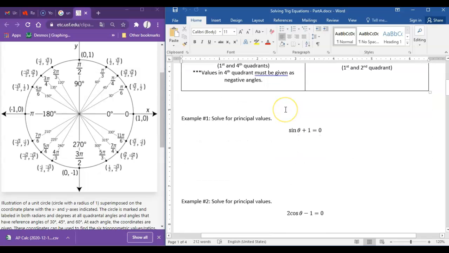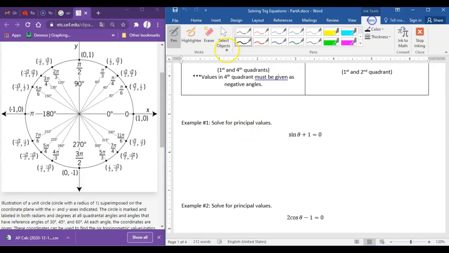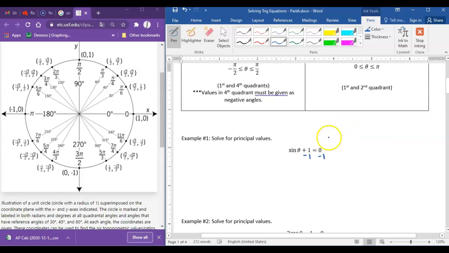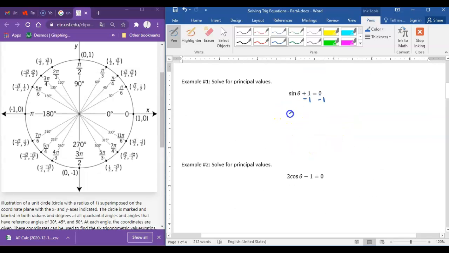All right, so here's our first equation that we have to solve. Sine of theta plus 1 equals 0. So this is not a lot different than what you were doing when you were doing those problems from IXL. You are just going to solve this so that the sine is by itself. So you would just subtract 1 from both sides. So you are looking for where sine of theta equals negative 1.